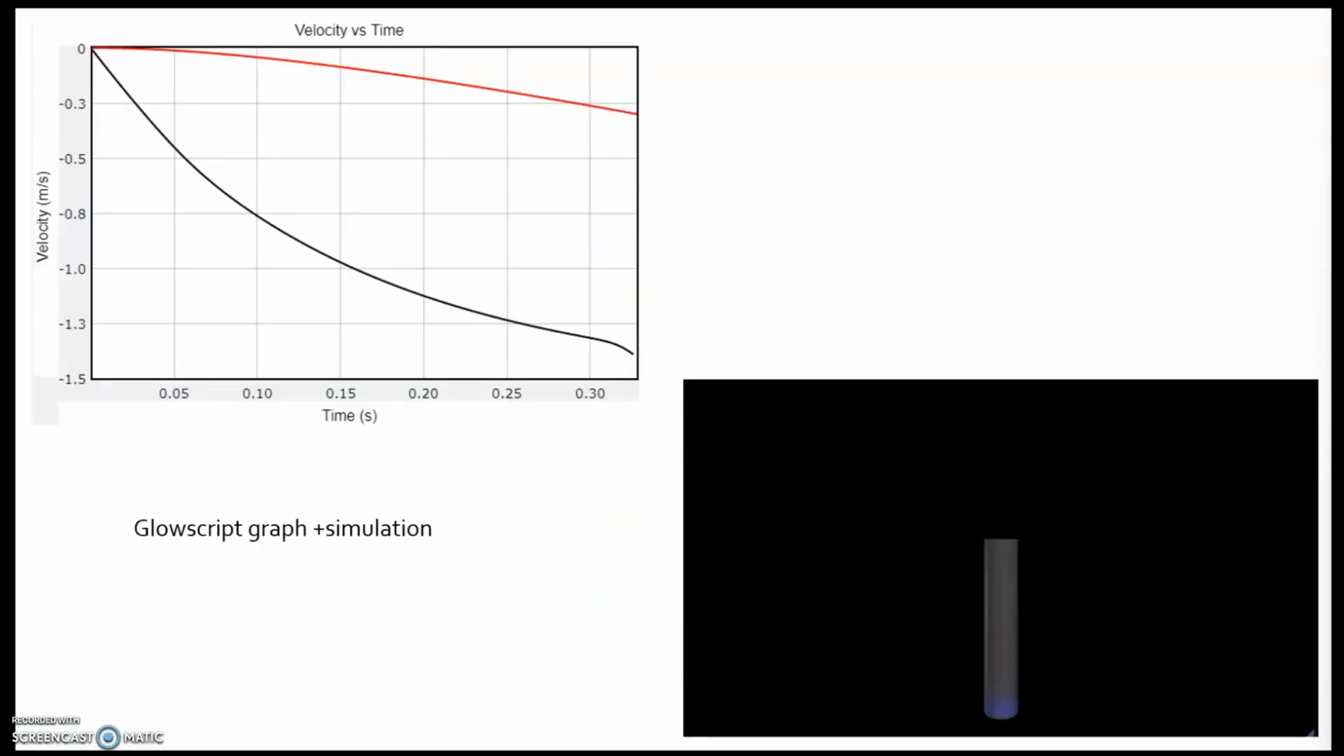So here is a graph for the velocity versus time of the GlowScript simulation. As you can see, it steadily increases in meters per second. And on the bottom right is just an image of the final state of the GlowScript code.